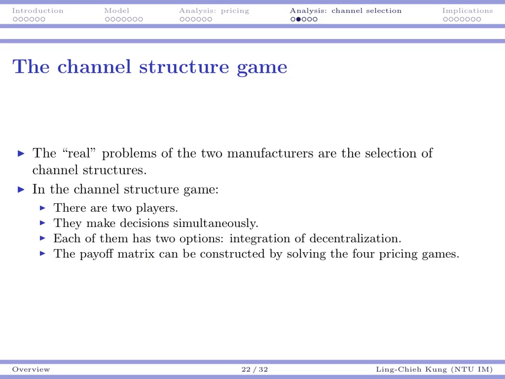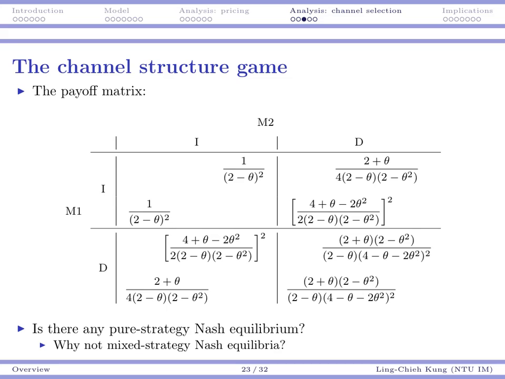And then we have the payoff matrix or the game matrix because we have solved the 4 pricing games. Okay, so we may collect everything we need to create this 2x2 matrix. I have manufacturer 1, manufacturer 2, ID, ID. Okay, I can input those equilibrium profits into these 2x2 entries. Now, we are looking at pure strategy Nash equilibrium.